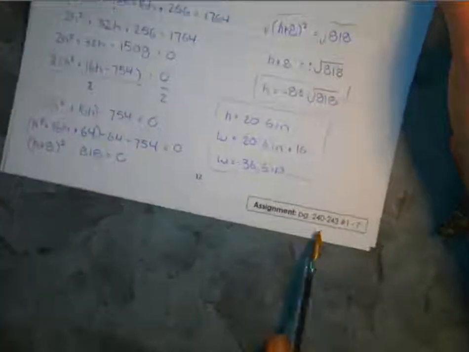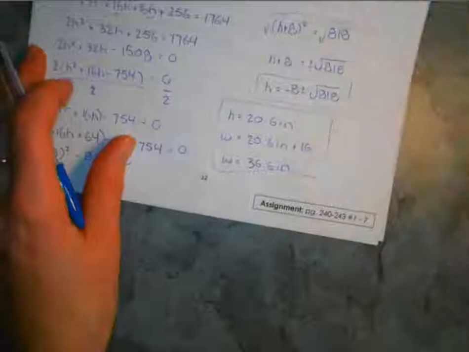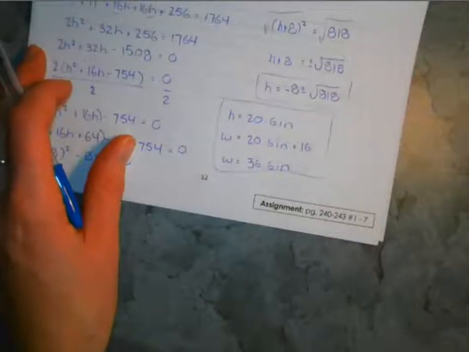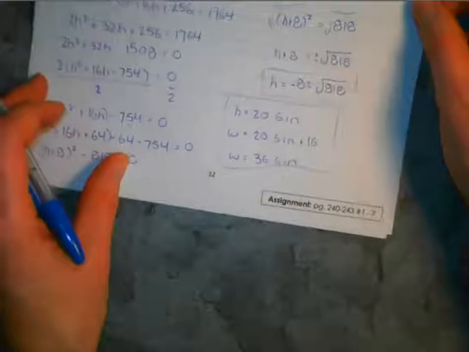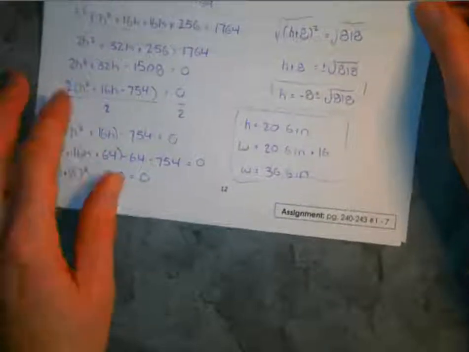Okay, so you have an assignment to give a try that will use some of these skills, and next time we're going to do a little bit more work on completing the square. So we're basically going to extend this lesson in the next one. So I will see you then.